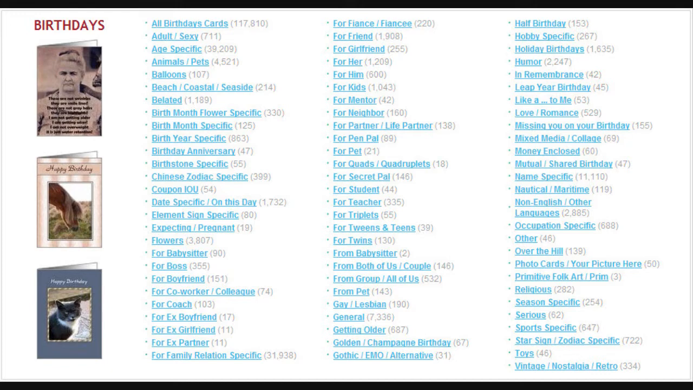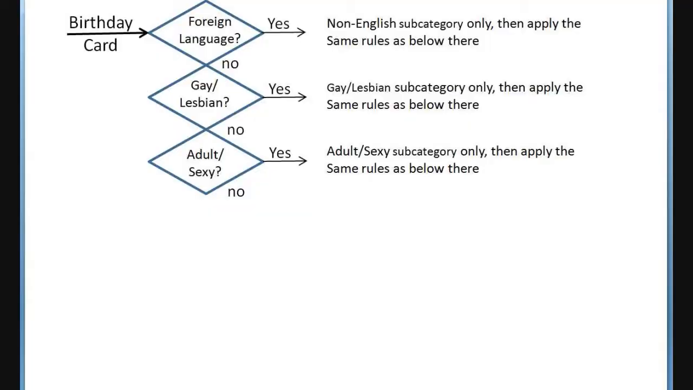At the top level, the birthday category currently has 80 subcategories and many more below that. Of the 80, these break down as follows with these 3 primary subcategories: non-English other language, gay lesbian, and adult sexy. If your card uses text in a non-English language, it needs to go only in the subcategories under non-English. Although birthday subcategories for gay, lesbian, adult sexy, relationships, age, and so forth do not exist under each of those non-English languages today, they will be added as GCU grows. Don't select an English category for a non-English card.